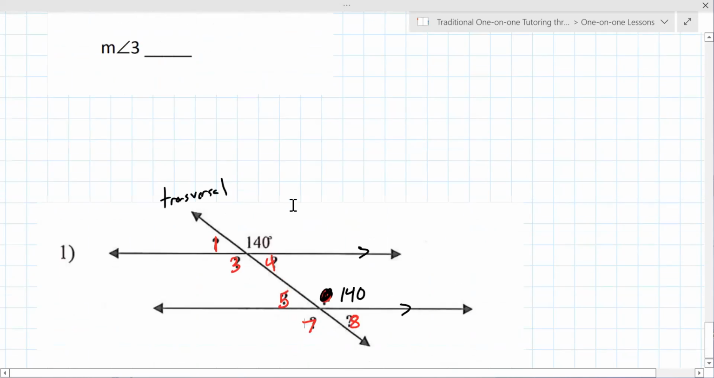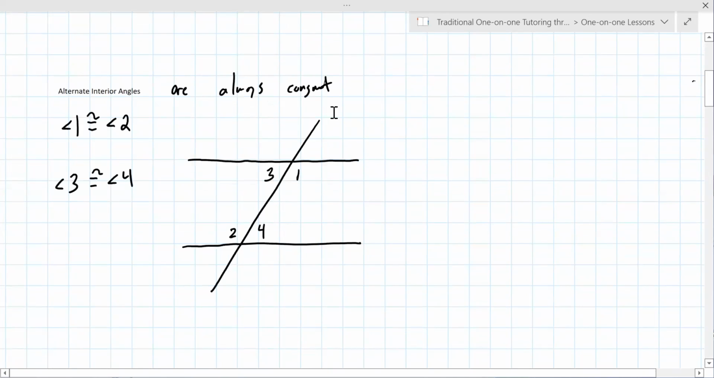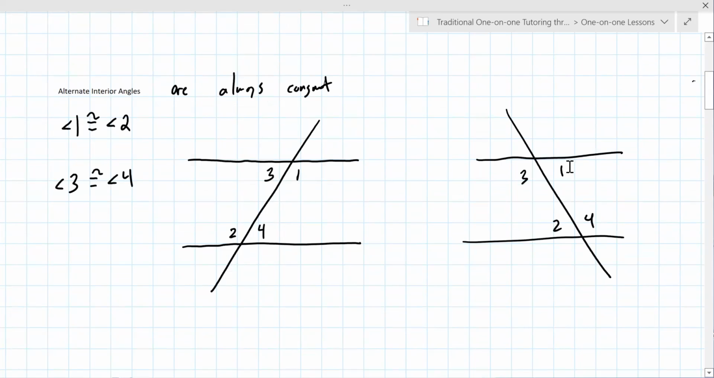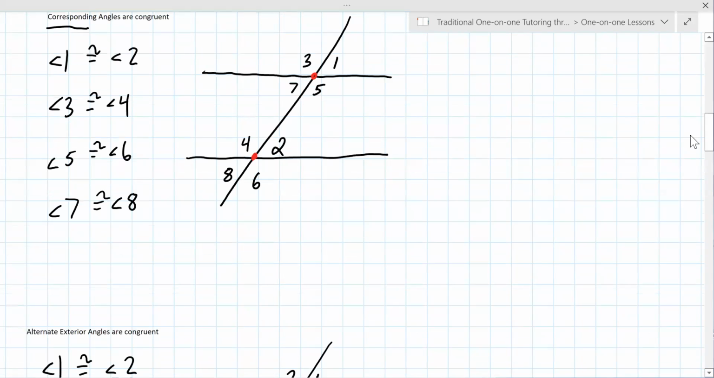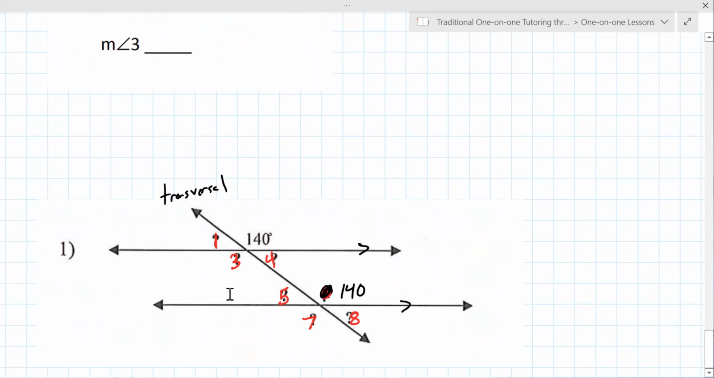If you go back to alternate interior angles, I think this is a bad limitation, but it alternates over the transversal. Now sometimes the transversal goes the other direction, but it's still true that the ones that alternate over the transversal in the interior are congruent. So like 3 and 4 are congruent, 1 and 2 are congruent, meaning this one alternates over into this other position. If that's still not clear, we can try another problem here. No, I got it. Okay, 3. Yes, angle 3 is 140 degrees.